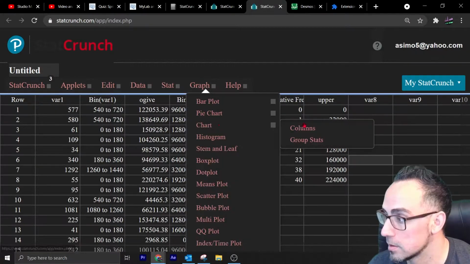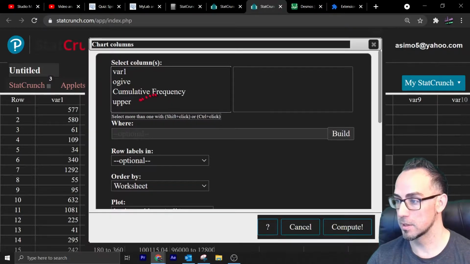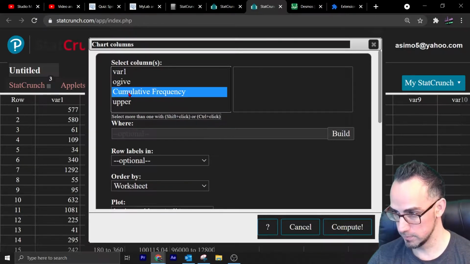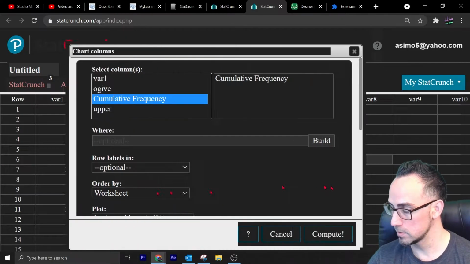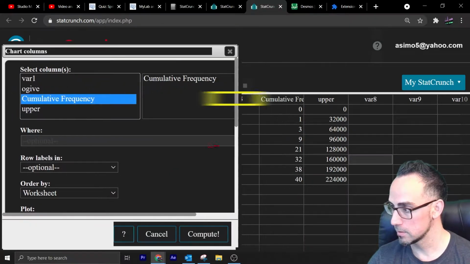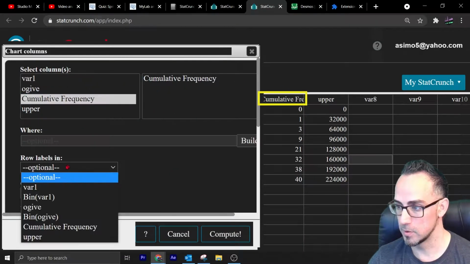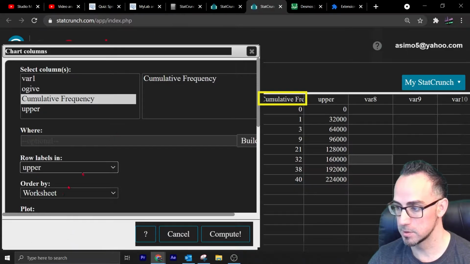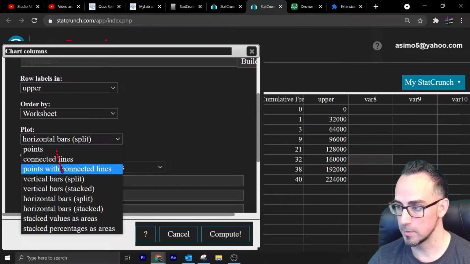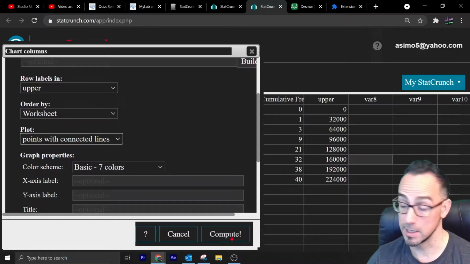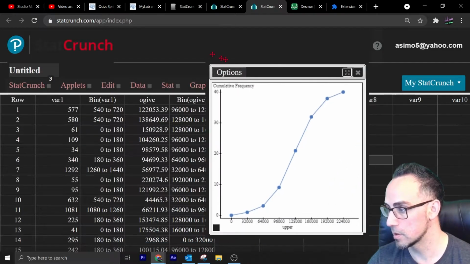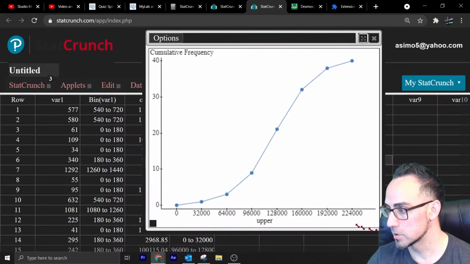Just go to graph, chart, columns, click cumulative frequency, I believe. Is that what it's called? Yeah. Yep. And then row labels, I'll put the uppers. And my plot type, I should do points with connected lines, and that's it. So there you go, there's your answer. So just copy paste that in.